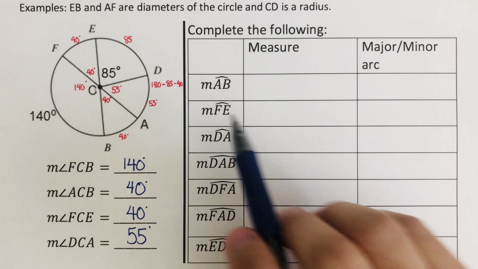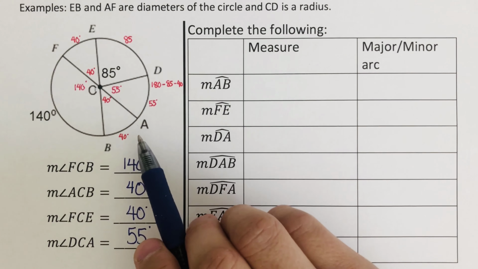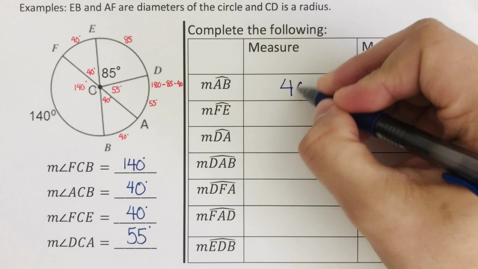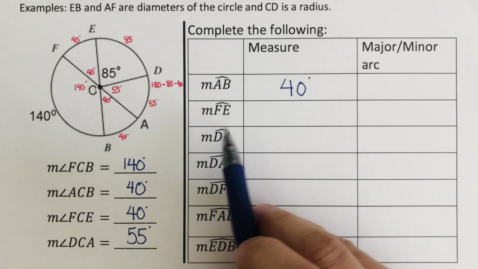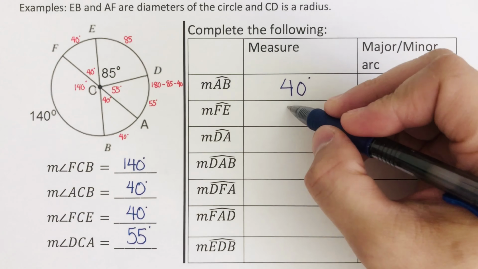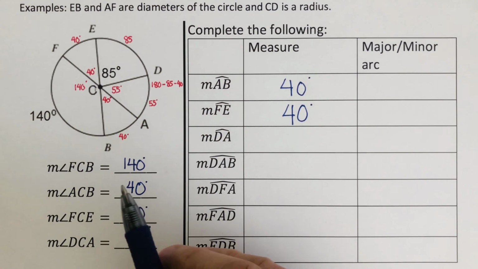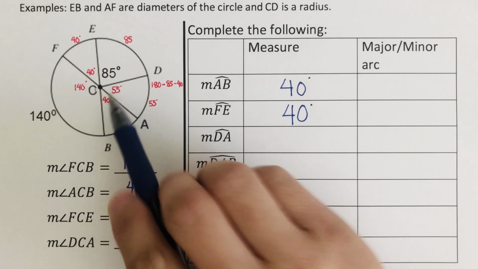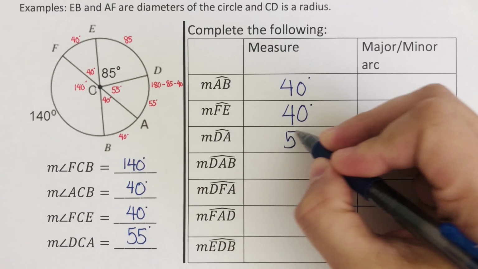Okay, now let's find the measures for these arcs. Let's start with arc AB. Arc AB is 40 degrees. Next, we have arc FE. Arc FE is 40 degrees. And then arc DA. So DA is 55 degrees.